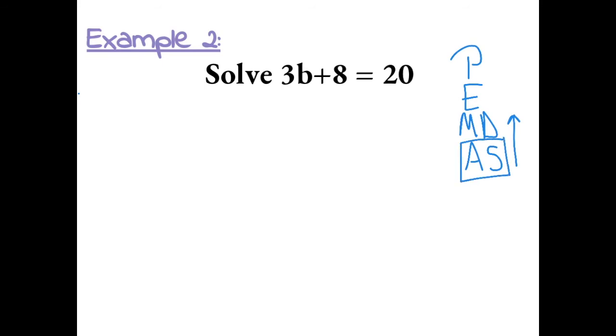So the addition in the problem is plus 8 again, so we're going to have to do the inverse and subtract 8 from both sides. 8 minus 8 equals 0 and cancels out. So on the left side of the equation, we're left with 3b equals, and 20 minus 8 gives us 12.